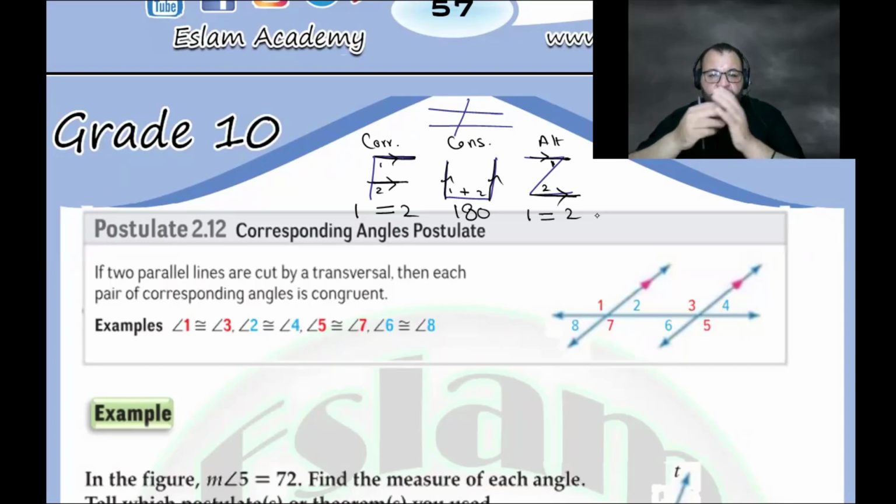Any problem if the transversal intersects two parallel lines? Any problem for this part? No. Does anyone want me to repeat this part again?